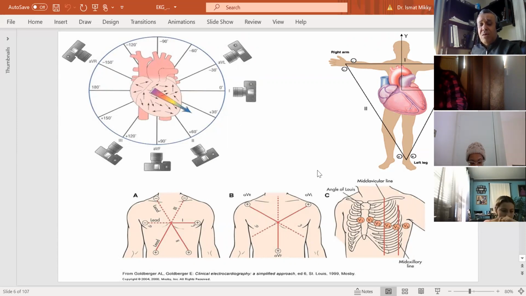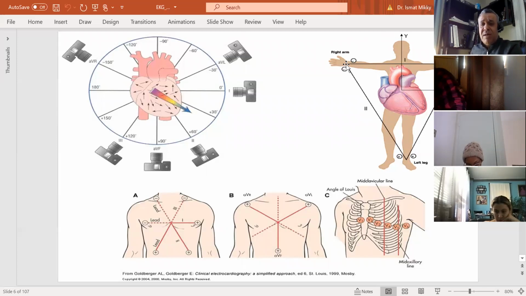I don't want to take more time on this, just to give you an idea why you would see different tracings and manifestations when it comes to a 12 lead EKG. So we have the peripheral leads. Lead 1 goes from the right arm to the left arm, and then we have lead 2, which is like the direction of the current.